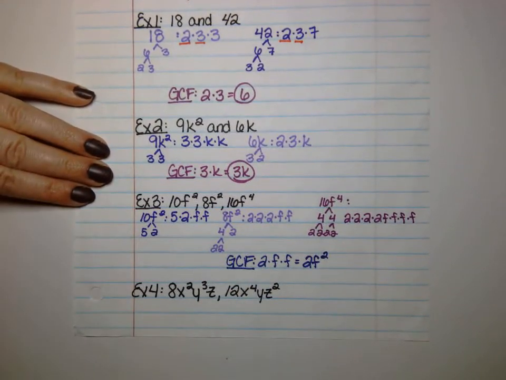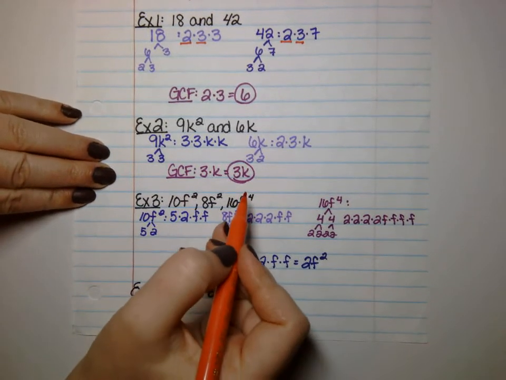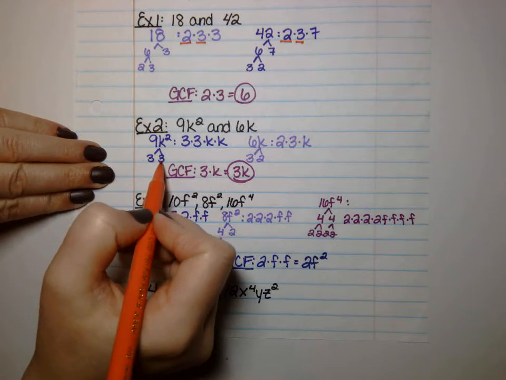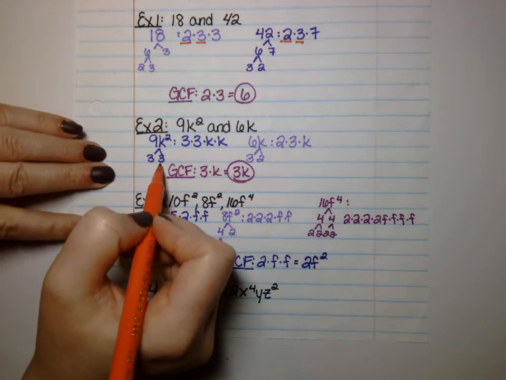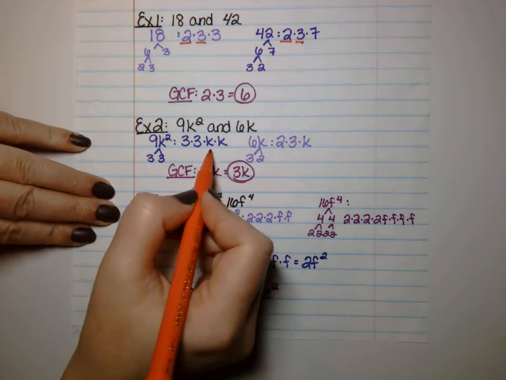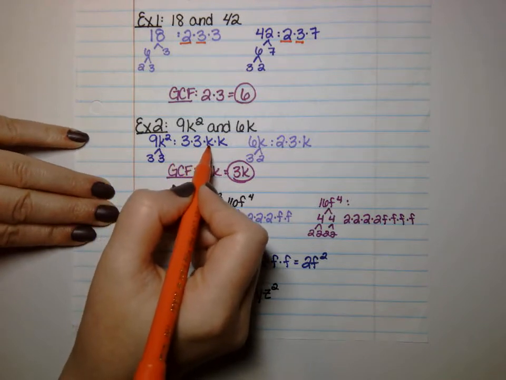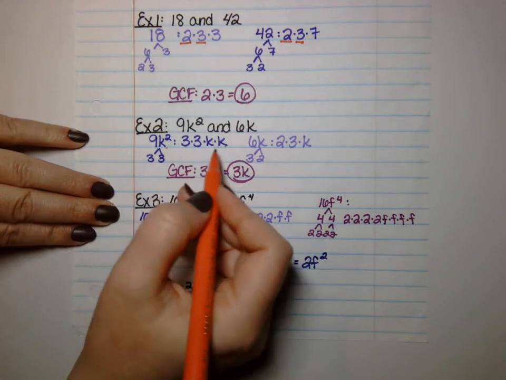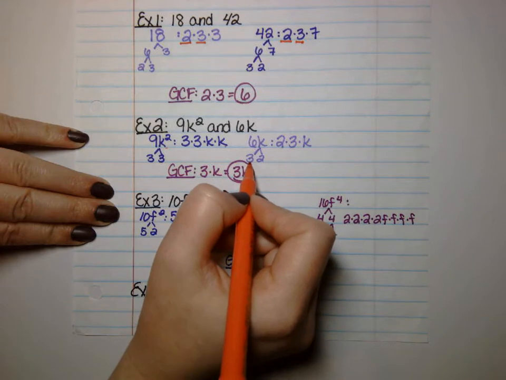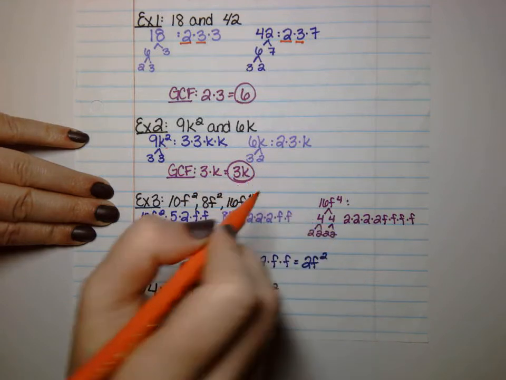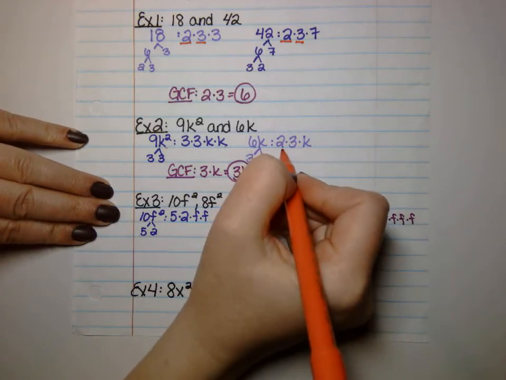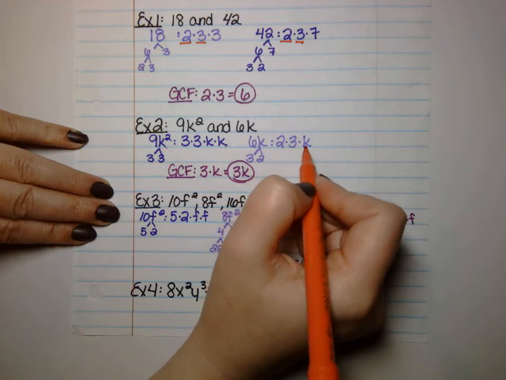If you look at example 2, I have 9k squared and 6k. 9 divides by 3, and you have 3 left over. 3's are prime numbers, so they can't get broken down or divided any further. And I still have my 2 k's. So I have 3 times 3 times k times k because I have this k squared. If I'm looking at 6k, again, 6 is divisible by 3, and when you divide it by 3, you have 2 left. 3 and 2 are both prime numbers, so they can't be divisible any further. So your prime factorization of 6k is going to be 2 times 3 times k.